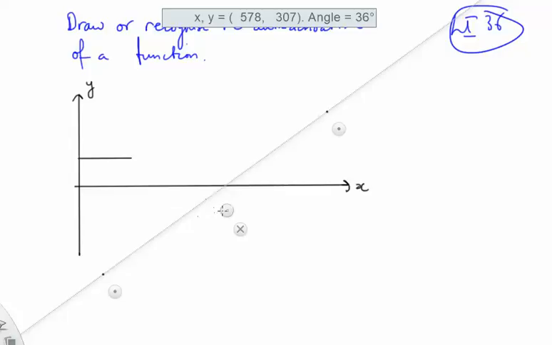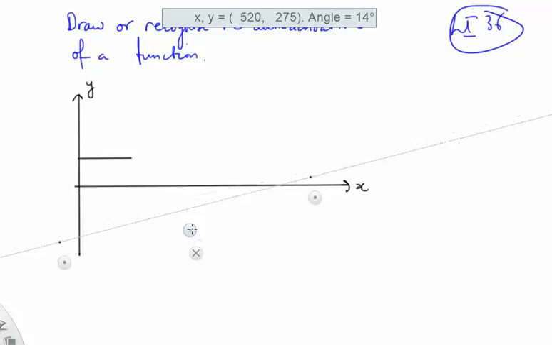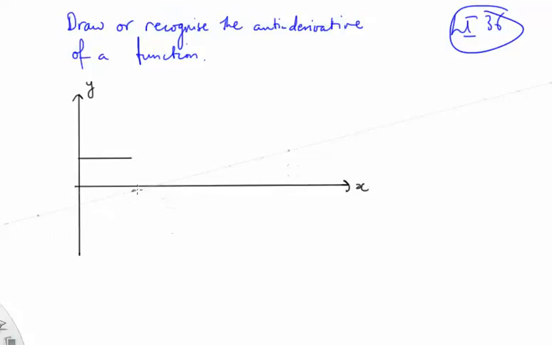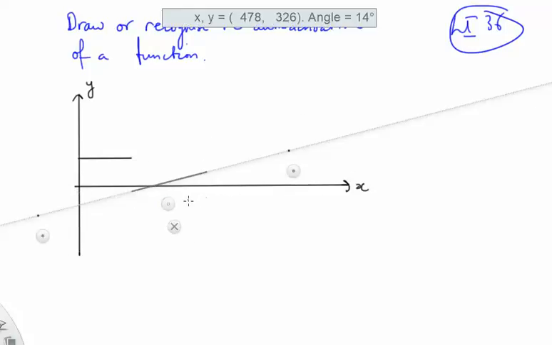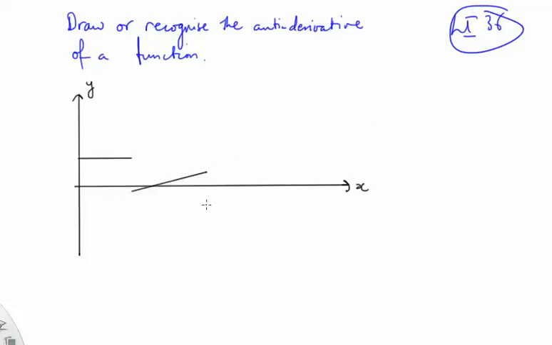I'm going to fix that. Okay, a line like that. Let's do a slanty one like that. And let's do a curved line. Let's assume that that's half a parabola. This is, of course, a function. This is f of x.